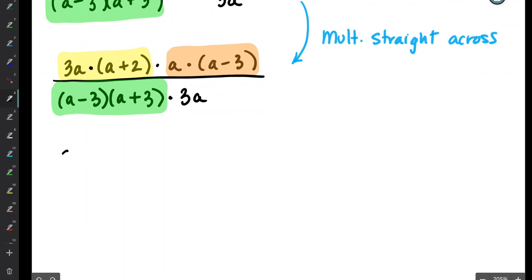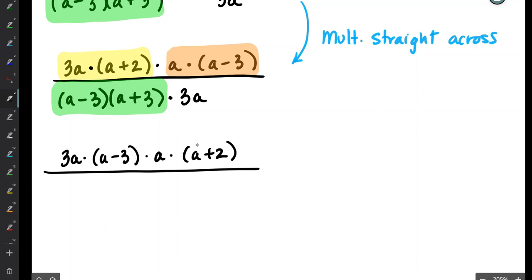Okay, so what are my common factors? My numerator has a times 3a, and so does my denominator. My numerator also has a times a minus 3, and so does my denominator. So order doesn't matter in multiplication. 3a times a plus 2 times a minus 3. Denominator has a 3a factor. It has a times 3a. It also has a times a minus 3, and then a times an a plus 3.